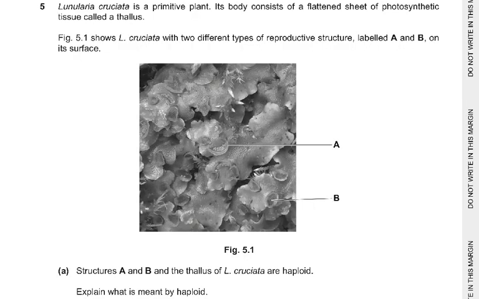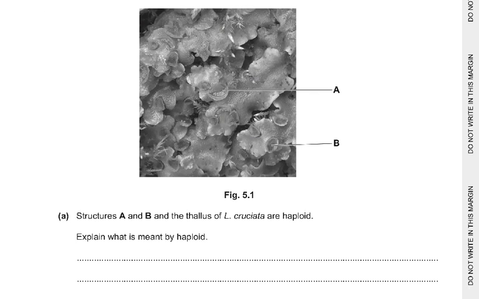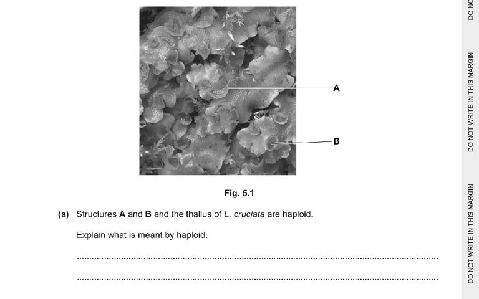Question number 5. Lunularia cruciata is a primitive plant. Its body consists of a flattened sheet of photosynthetic tissue called a thallus. Figure 5.1 shows L. cruciata with two different types of reproductive structures labeled A and B on its surface. Look at the diagram carefully. Figure 5.1. Structures A and B and the thallus of L. cruciata are haploid. Explain what is meant by haploid.